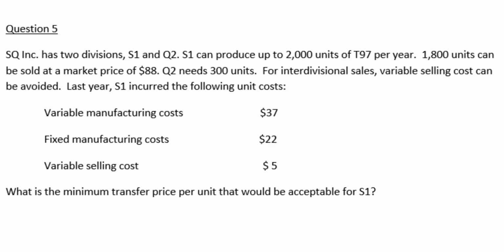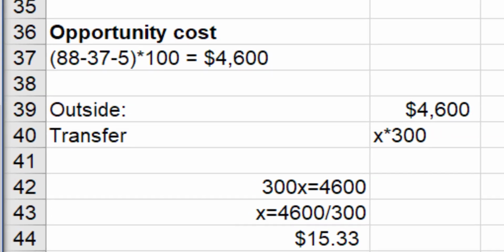So our first step here is to look at the opportunity cost, and once again it's very similar to the previous question. It's $88, which is the market price, minus our variable cost of 37, minus our selling cost of 5, all multiplied by the 100 units that we would be giving up as a result of taking on this special order. Why 100? Well, currently they're asking us for 300 units, and if we were to try to fulfill all 300 units, our capacity was 2,000, and we currently are selling 1,800. If we were to try to sell 300 units on this special order, we would have to forego the 100 extra units on what we would typically sell in the open market.